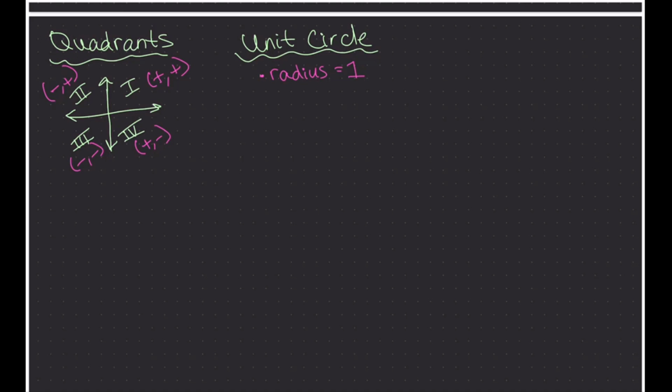If we think back to our equation of a circle, x squared plus y squared equals r squared. And what's our radius? 1, right? So our unit circle is going to be x squared plus y squared equals 1. If you ever see x squared plus y squared equals 1, we always know that it is a unit circle.